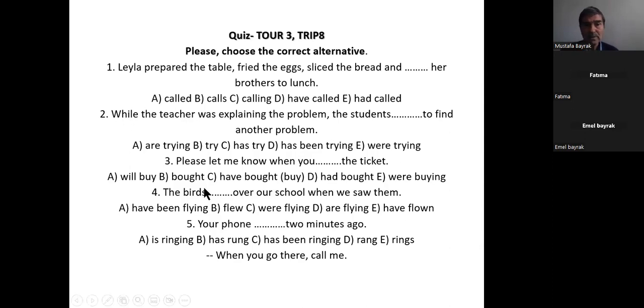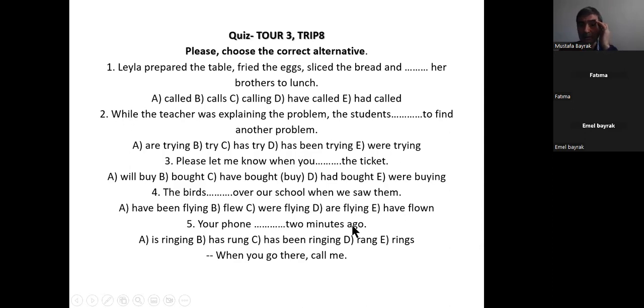The birds blank over our school when we saw them. Yes, the birds were flying. Okay, the birds were flying over our school when we saw them.